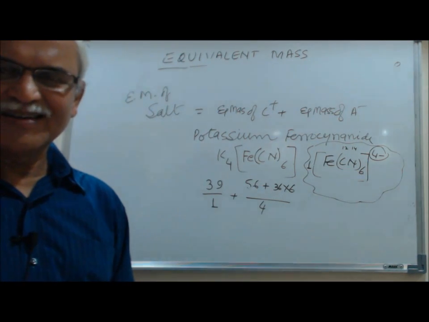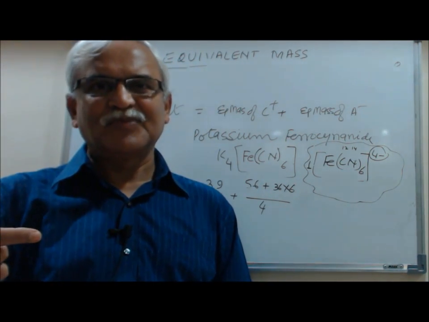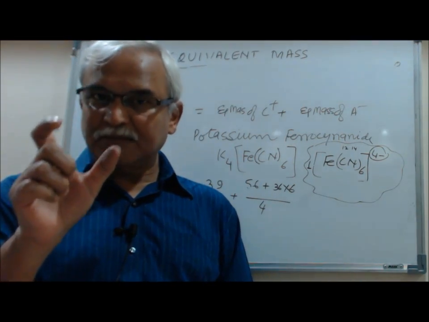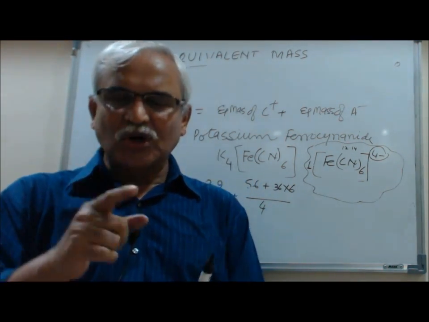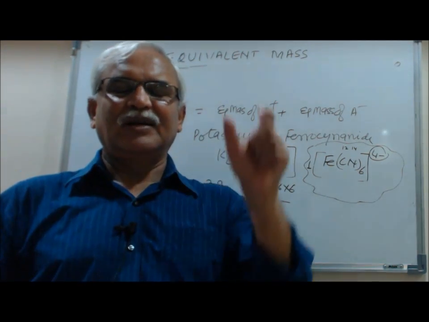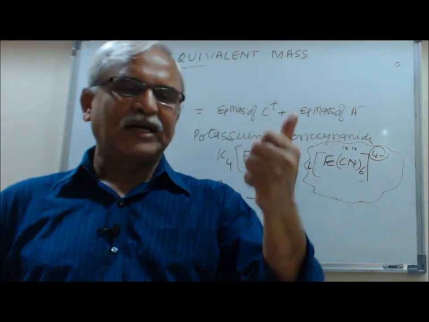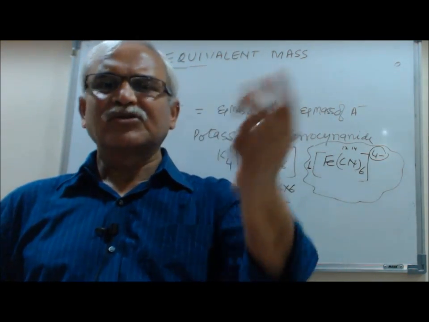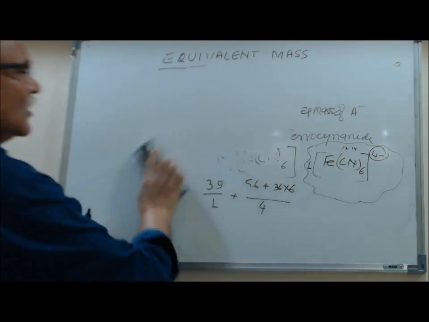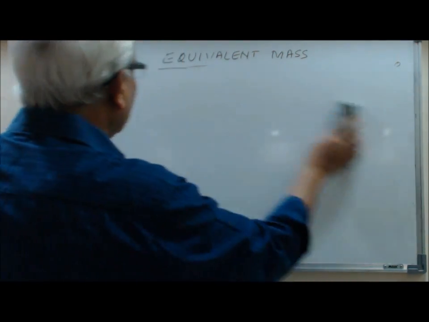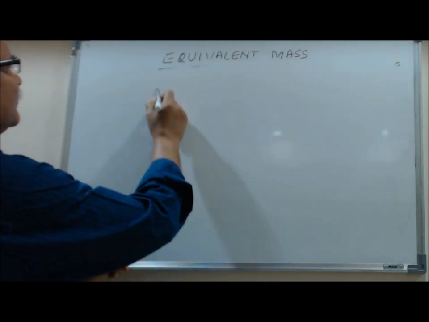Am I clear? So for an atom, atomic mass by valency. For an ion, molecular mass by charge, only the value of the charge, not plus or minus. For a salt, the sum of the equivalent mass of the cation plus the equivalent mass of the anion. So we have done atoms, we have done molecules, we have done salts. Now we come to acids. Okay, acids.